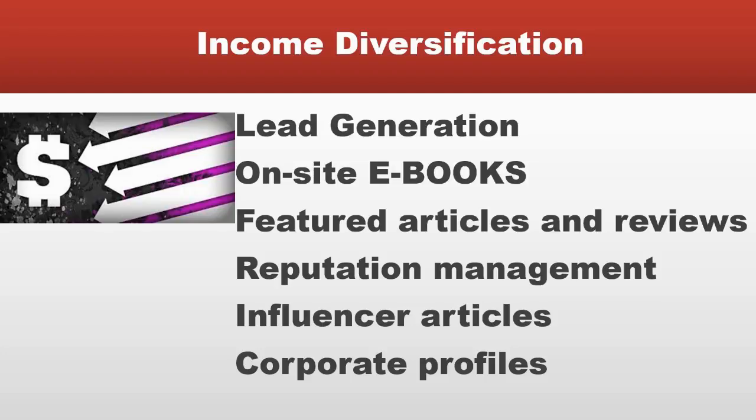Now, for secondary income, there are 101 ways to diversify your portfolio online, and you should be open-minded as to which of these ways you're going to follow. I'm going to list just a few really good ways that you can use to get started. Firstly, we've got lead generation. Then we've got on-site ebooks. You can actually sell ebooks on-site and monetize them through PayPal. And then we've got featured articles and reviews. Then we're going to discuss reputation management, influencer articles, and finally we're going to have a look at corporate profiles.